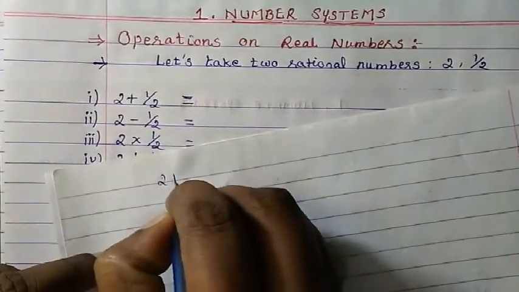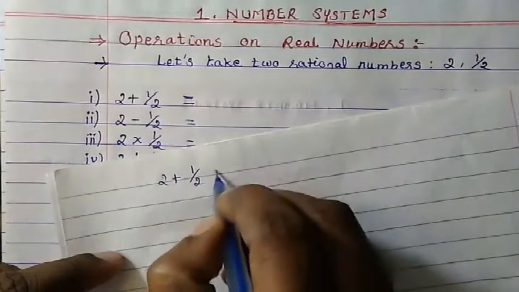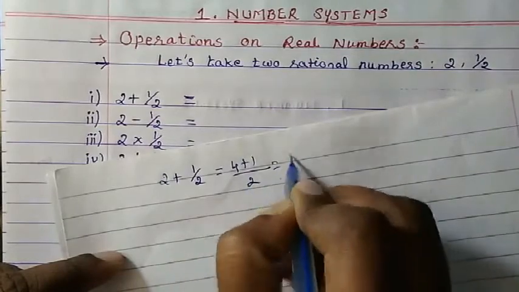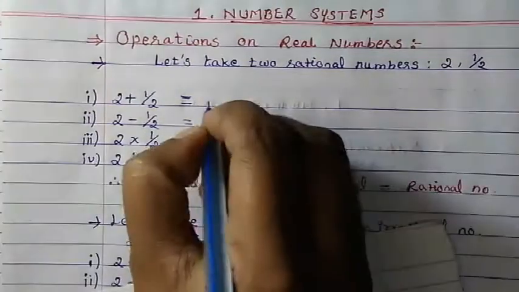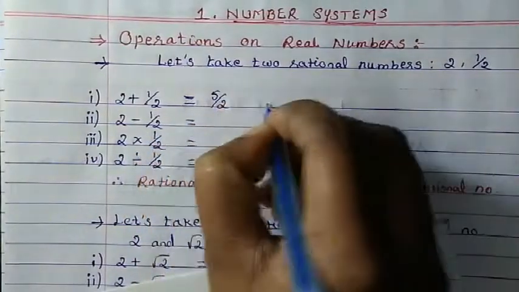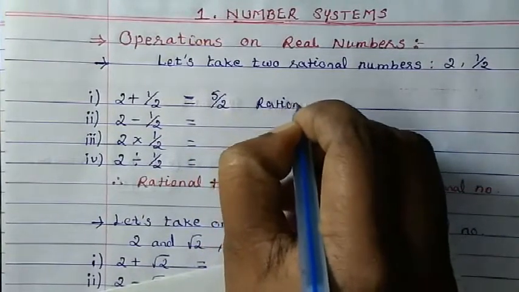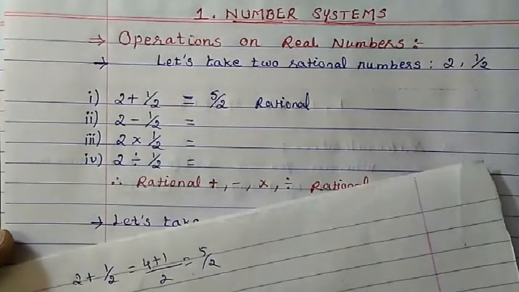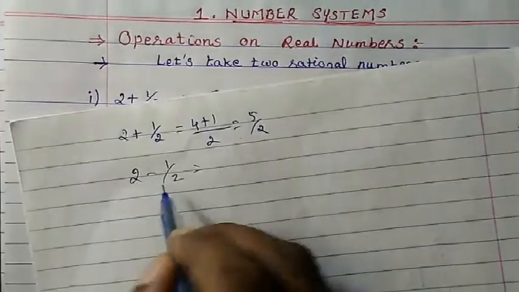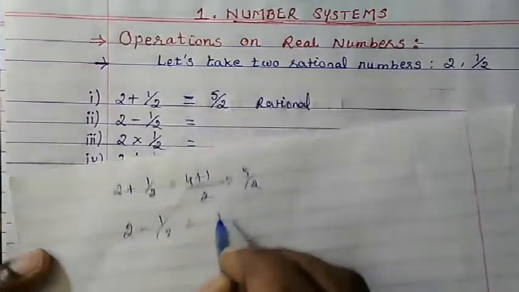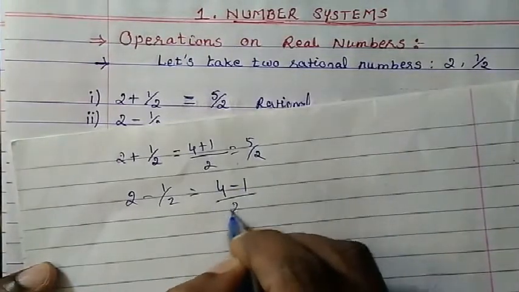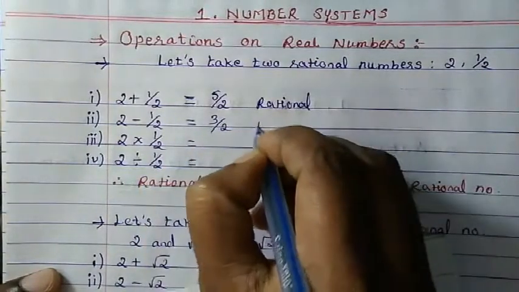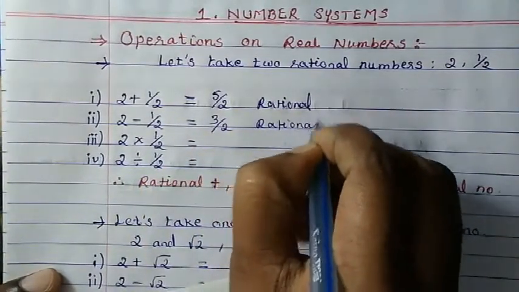When you are adding 2 with this, we get 2 2s are 4, 4 plus 1, then 2. So 5 upon 2 we get, which is a rational number. Then if we are subtracting, what do we get? 2 2s are 4, minus 1, 2. So 3 upon 2. Again, 3 upon 2 is also a rational.